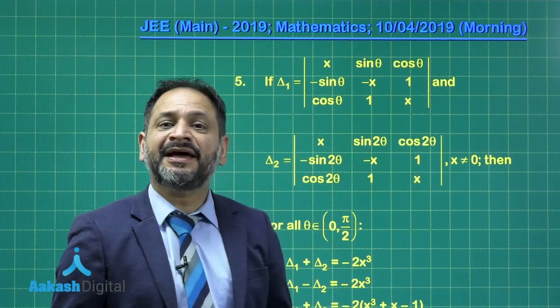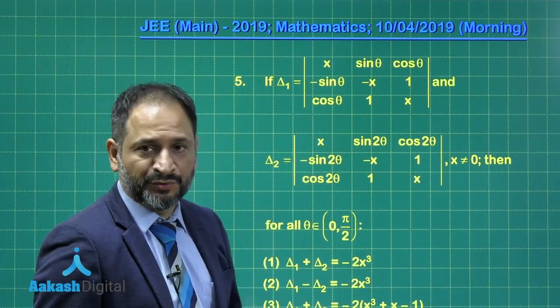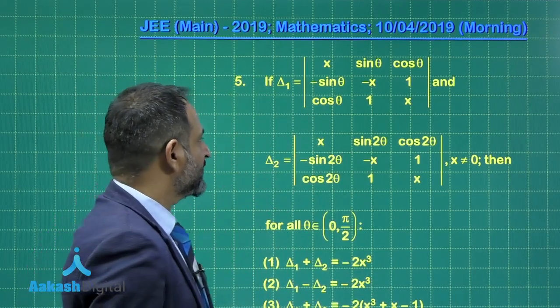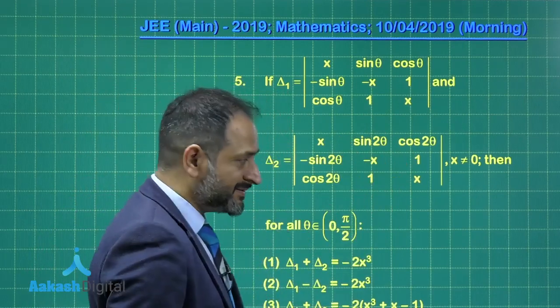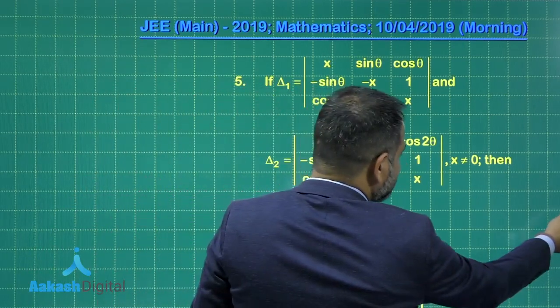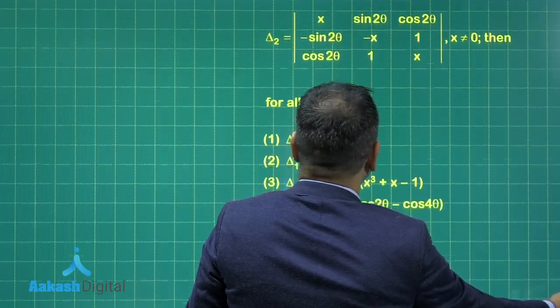So applying any property of determinants is of no use. So straight away, the terms not being so complicated, we will straight away expand this determinant, that is the first and second determinant here, we are going to expand it.